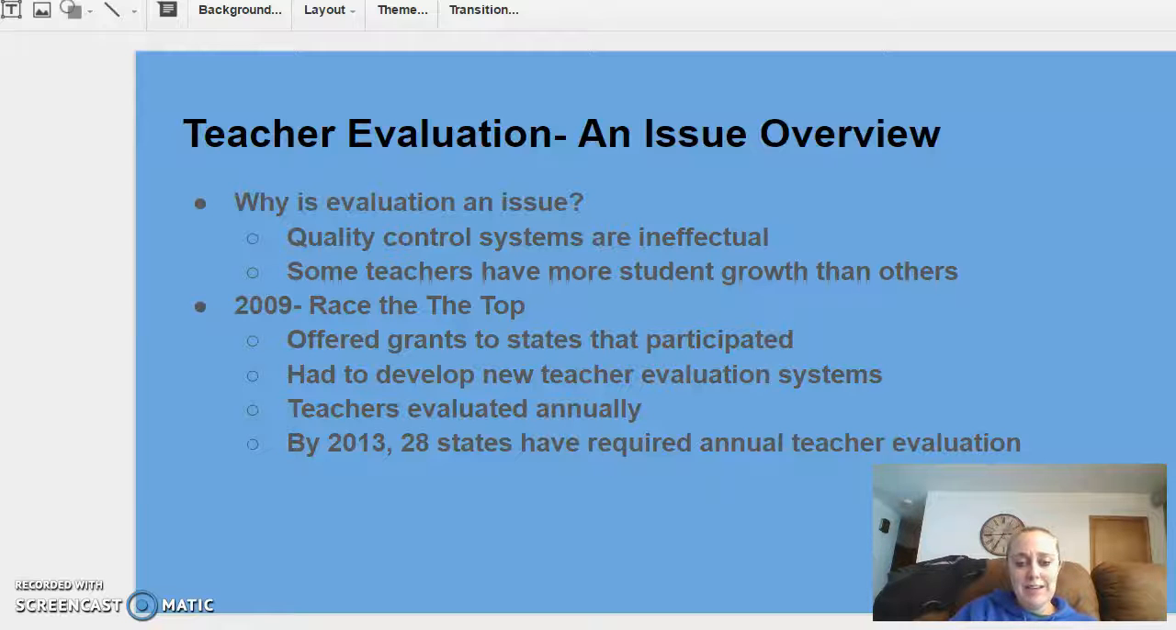In 2009, Race to the Top was implemented. It offered grants to states that participated, and Kansas does not participate. Each state had to develop new teacher evaluation systems in order to participate, and one of the requirements is that each teacher is evaluated annually, which I think is a good thing, but not every state does that. By 2013, 28 states required annual teacher evaluations.